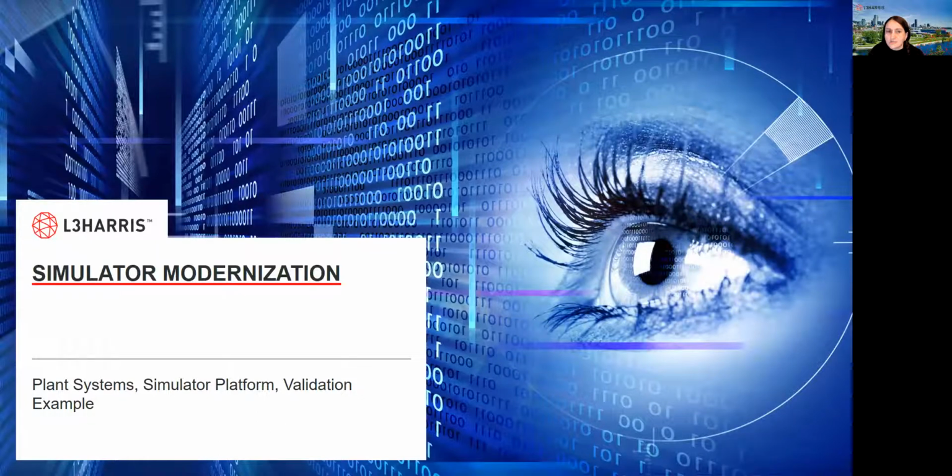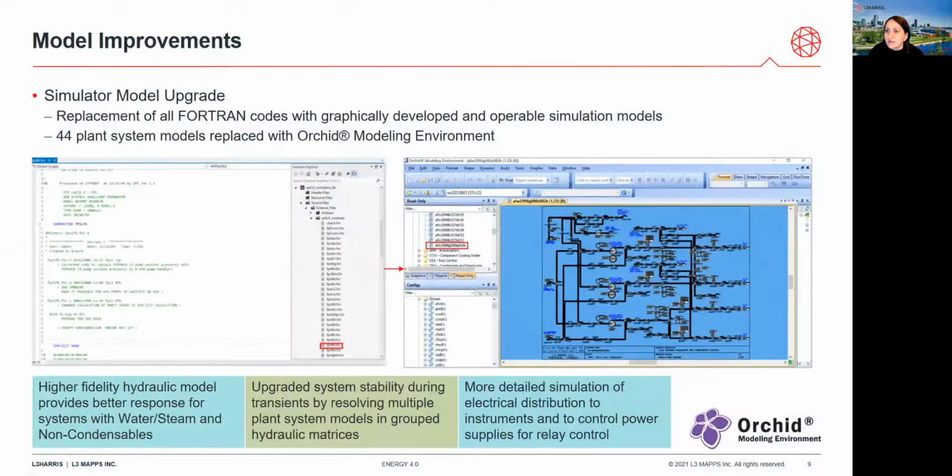Now let's look at the simulator modernization itself. The model improvements essentially was meant to replace all of the legacy Fortran modules with graphical models using our ORCID modeling environment. So 44 plant systems had to be replaced and had to be modeled within ORCID-ME, our modeling environment. So what you see here on the figure on the left is Fortran modules and their equivalent replacement on the right, the graphical representation.